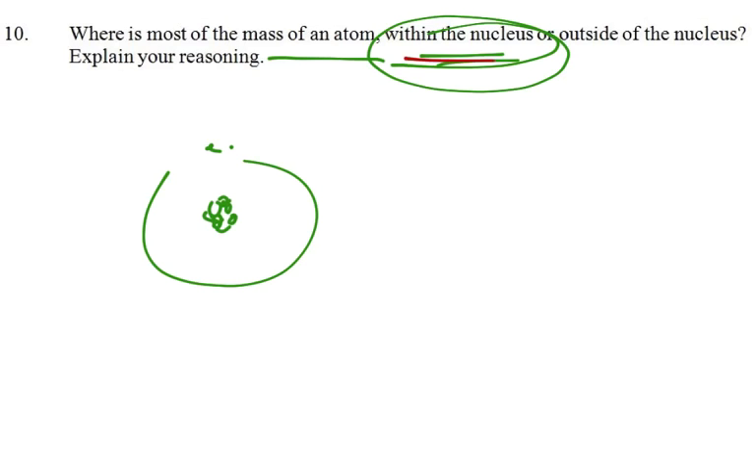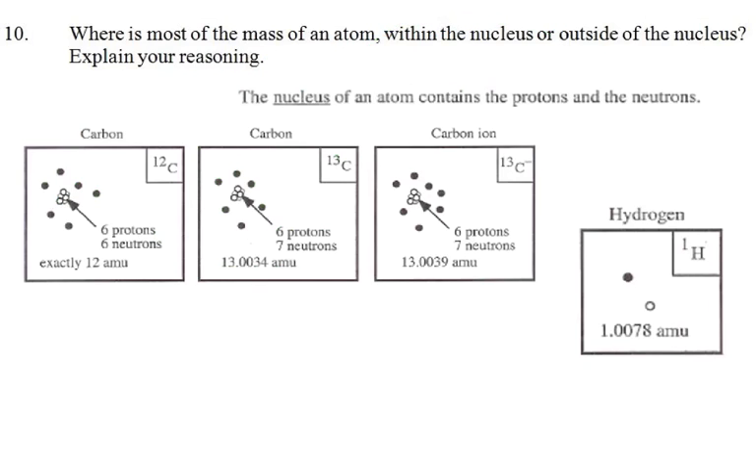Most of the mass is in the nucleus, but the question here is, on this page, with all this information, all these models, how can you prove to me that most of the mass of the atom is inside that nucleus? So we're going to look a little more closely. We have one little statement here: the nucleus of the atom contains the protons and the neutrons. So we established that. So the electrons are outside.